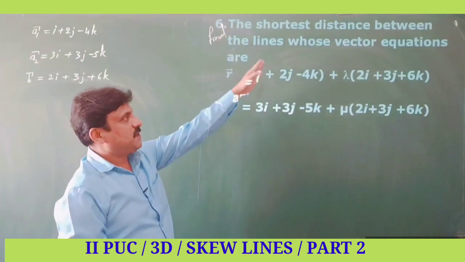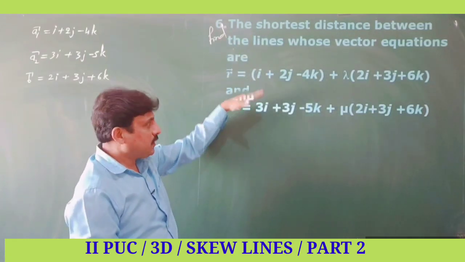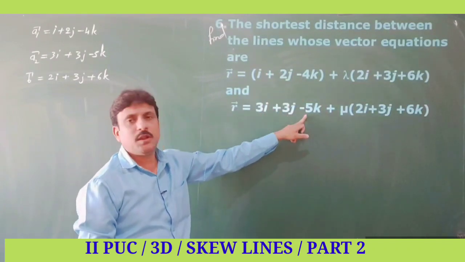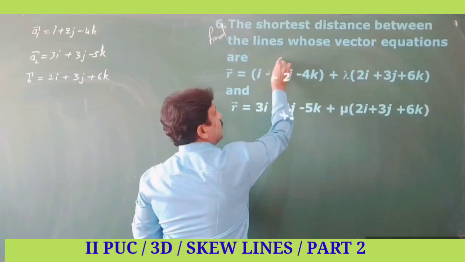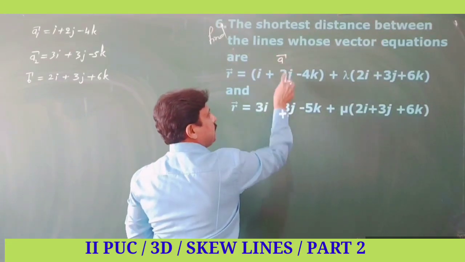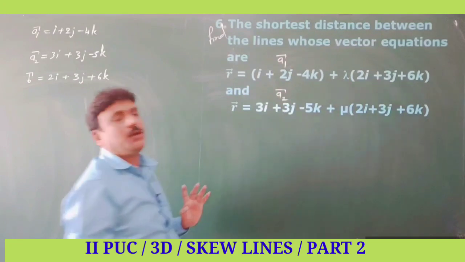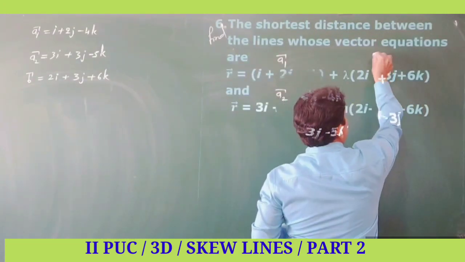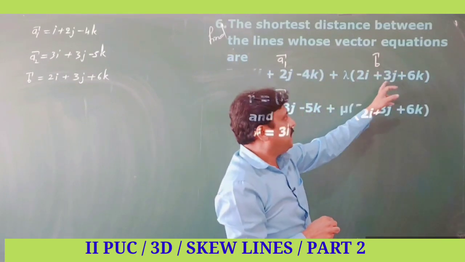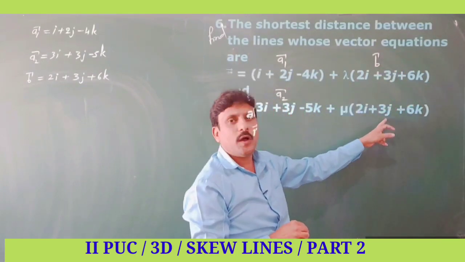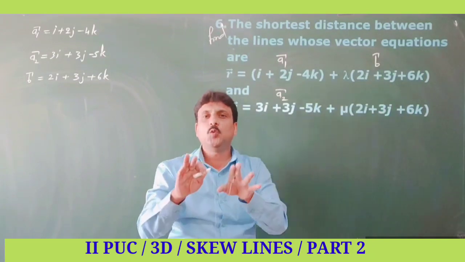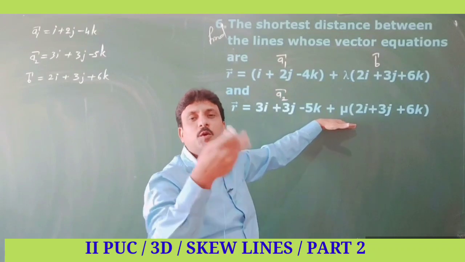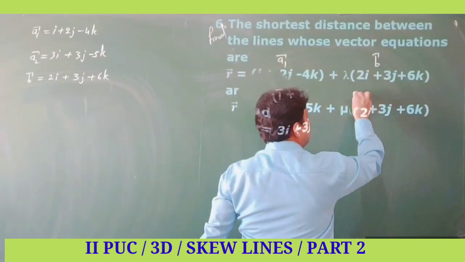The shortest distance between two lines, okay, the given vector equation: i plus 2j minus 4k, 3i plus 3j minus 5k. This is A. It is also A. First line A1, second line A2. A plus lambda B. This is B. Okay. So compare 2i plus 3j plus 6k. It is also 2i plus 3j plus 6k. Means the two vectors are same. So this is not b1, this is not b2, both are same. So call those vectors as b.